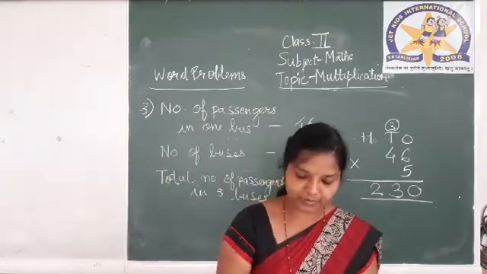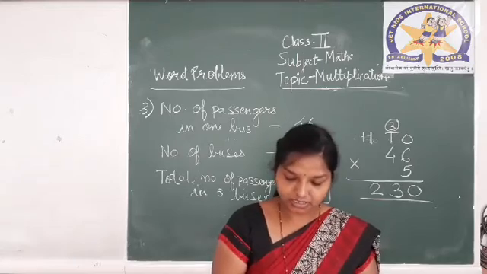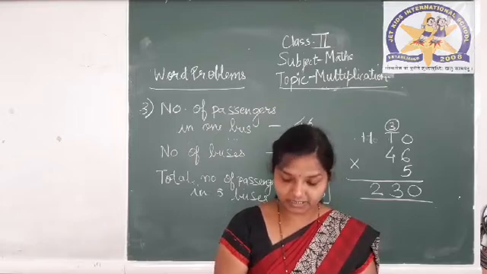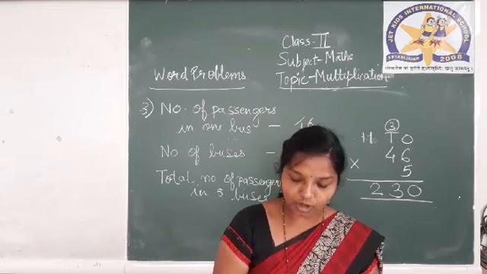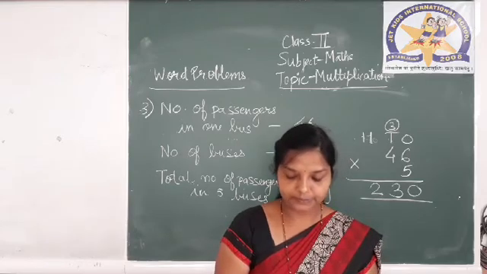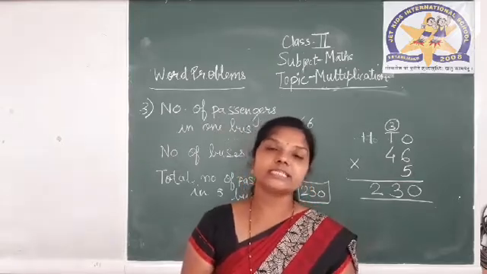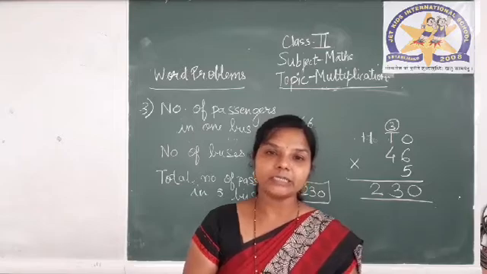Now fourth example. Ankita is making 38 skirts. Each skirt needs 6 buttons. How many buttons does she need to complete all the skirts? One skirt needs 6 buttons. And how many skirts are there? There are 38 skirts. So again multiplication.